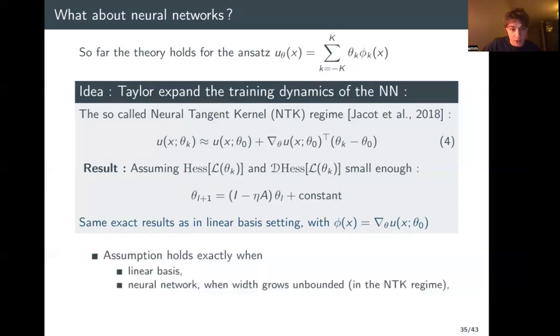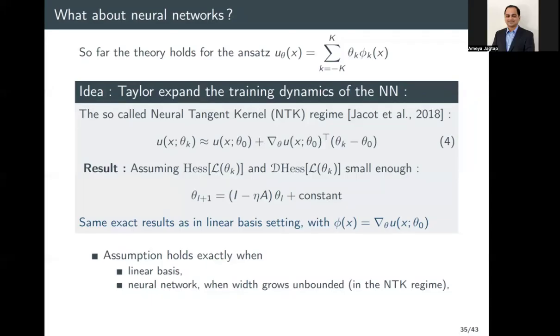Do you have any questions here on this particular setting? No, okay. I don't see any. So it turns out that this assumption is verified exactly for the linear basis, which is what we expected because it generalizes this linear basis, but also for neural networks in this specific NTK regime.